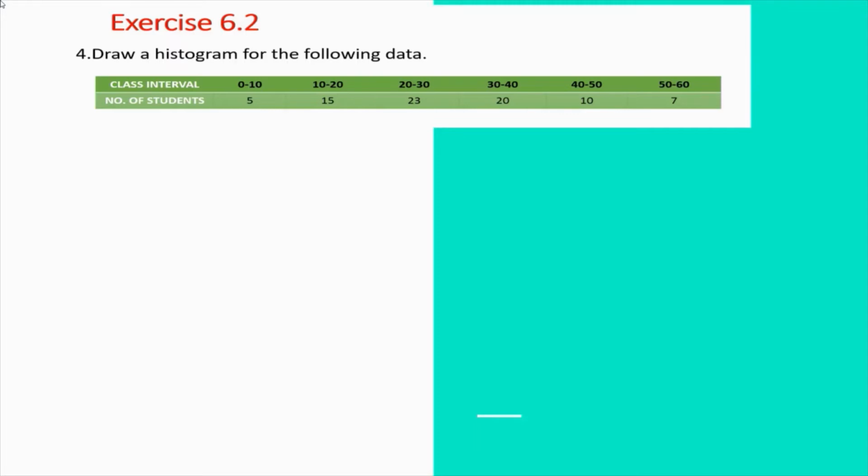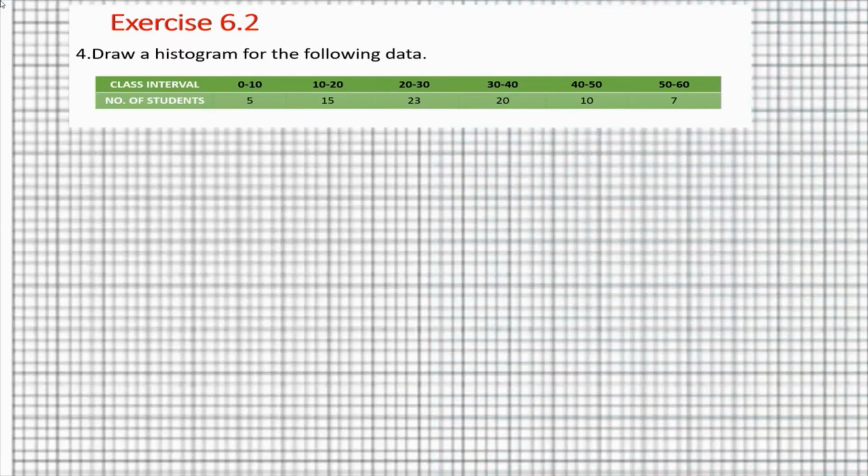For class interval 0 to 10, we have number of students as 5. For 10 to 20, we have 15. Likewise, 20 to 30, we have 23. 30 to 40, we have 20. 40 to 50, we have 10. 50 to 60, we have 7. Now we will take a graph and we will plot the x-axis and y-axis. Y-axis vertical line, x-axis horizontal line.